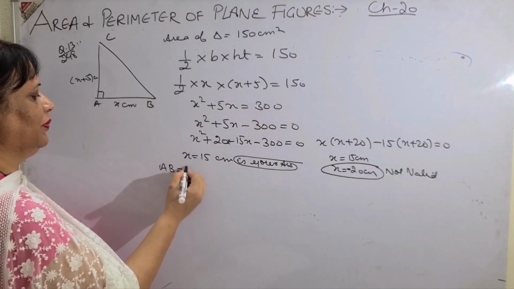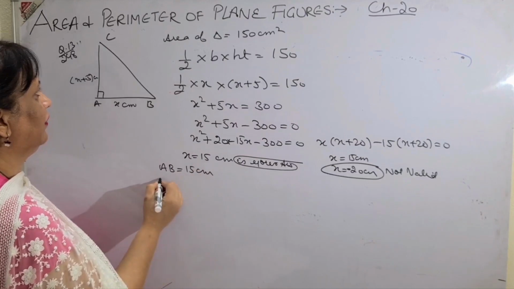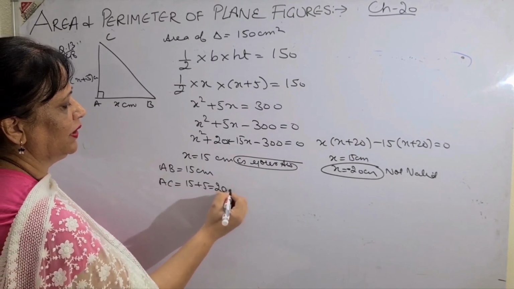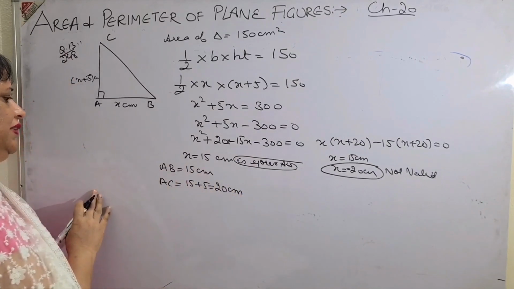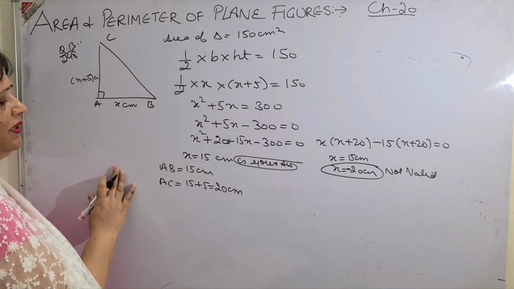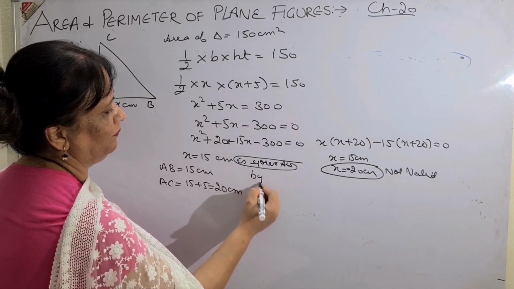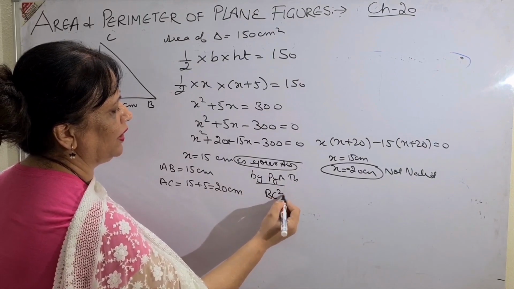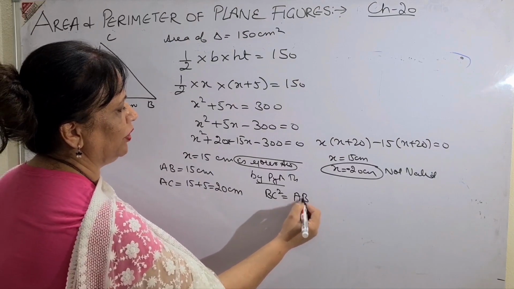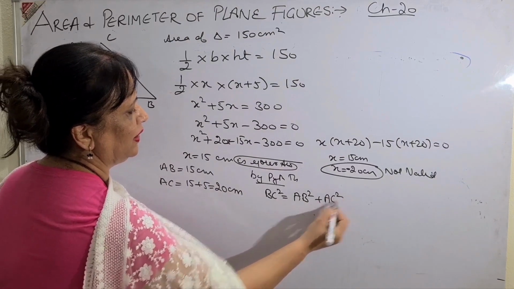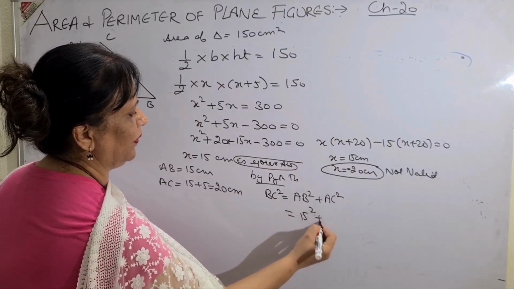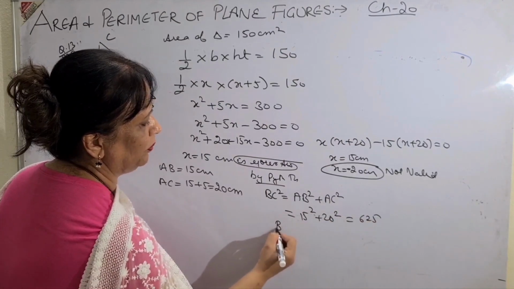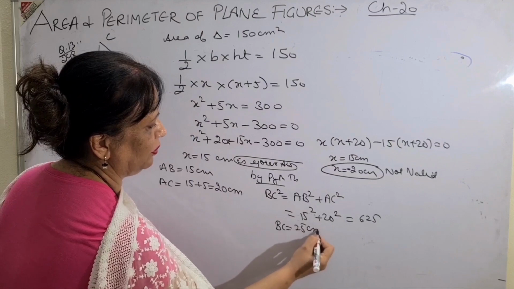AB is 15 centimeter, and of course AC is 15 plus 5, 20 centimeters. They have asked us to find all the three sides. Since it is a right angle triangle, by Pythagoras theorem, BC square is equal to AB square plus AC square, that is 15 square plus 20 square, and you know this is 625, so BC is 25 centimeter.